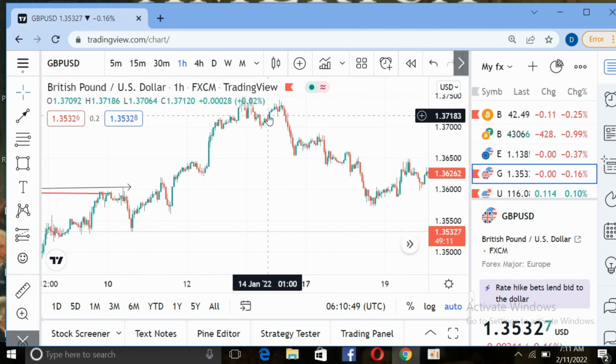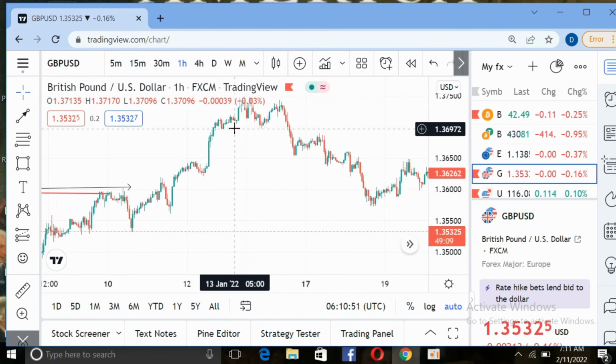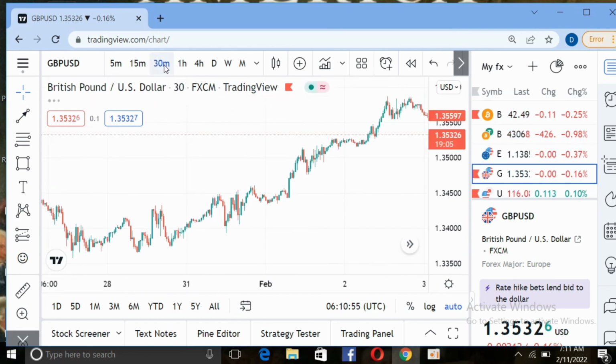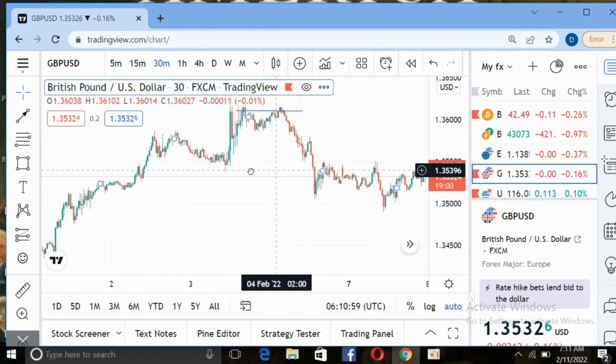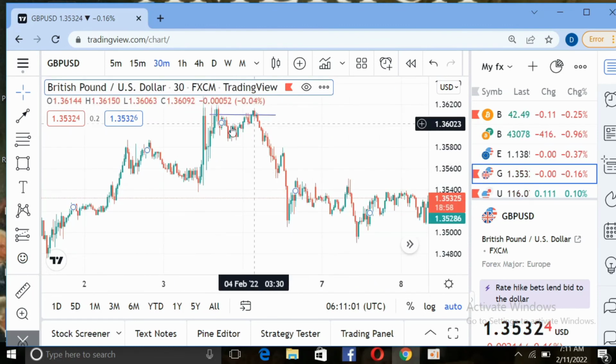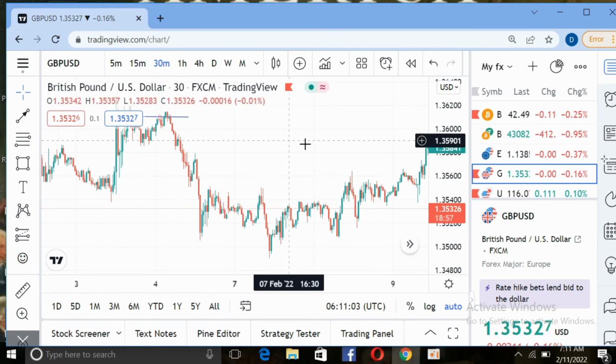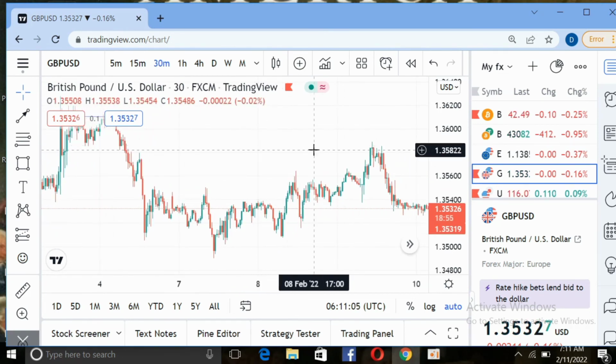And here we go. Price broke structure. Every time frame has its valid structure that you should take note of, because today I'm going to be looking at this also.